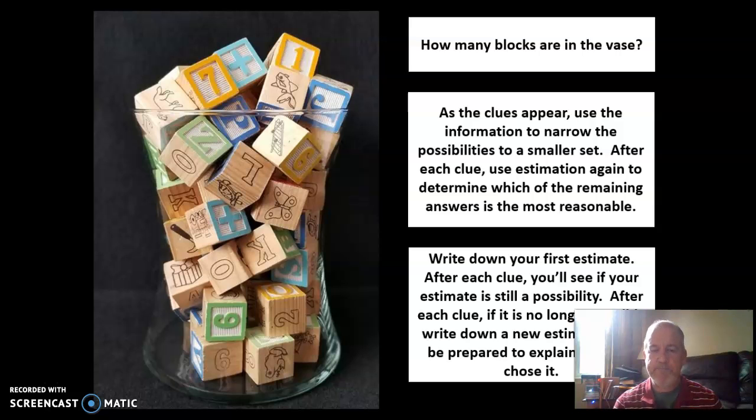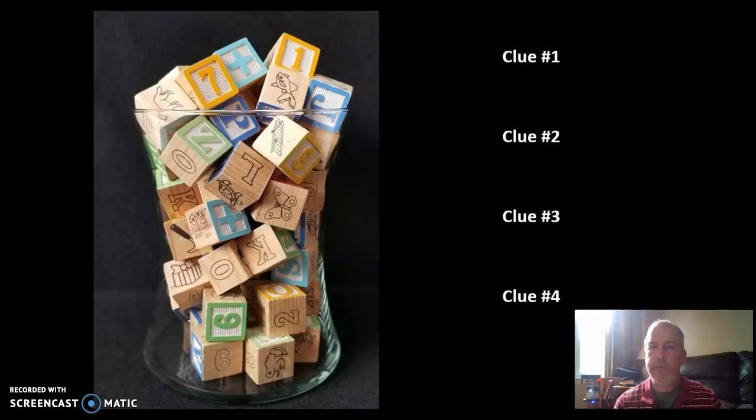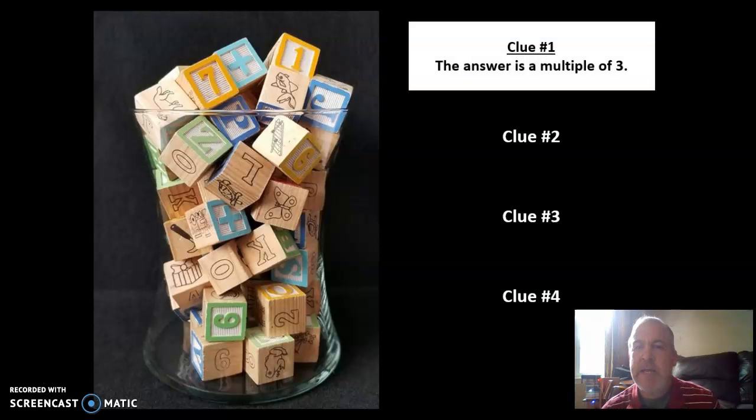Because we're moving on. Here's our first clue. The answer is a multiple of 3. All right, so that means, again, if you count by threes, it could be 3, 6, 9, 12, on and on and on. So now I have to think, is 42 a multiple of 3? That means if I count by threes, will I land on the number 42?